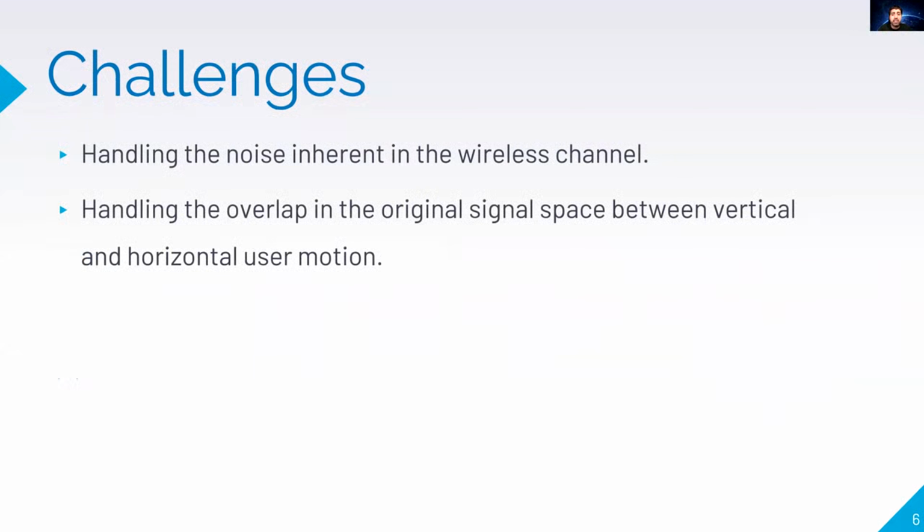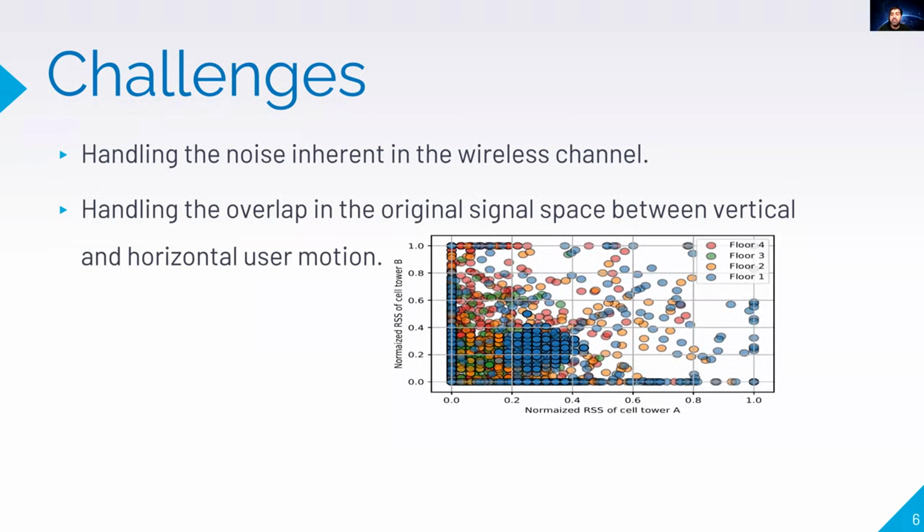However, using cellular signals for the floor estimation task faces some challenges, including handling the noise inherent in the wireless channel, and handling the overlap in the original signal space between the vertical and the horizontal user motion, which hinders the discrimination of different floors. As in this figure, the X and Y axes are the RSS from two different cell towers, and each point is the RSS captured at a specific floor. As can be seen here, classification between different floors is not an easy task, even for an efficient classifier.